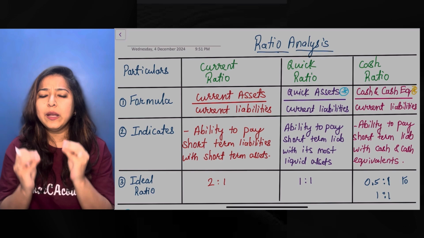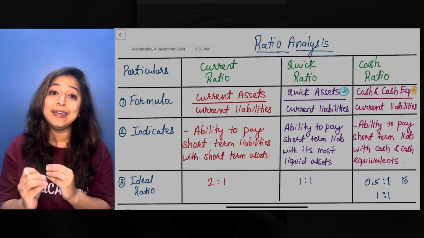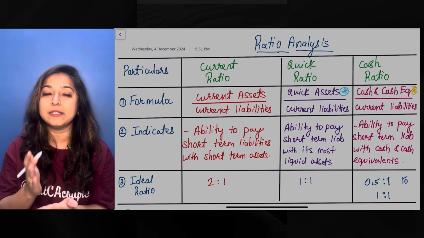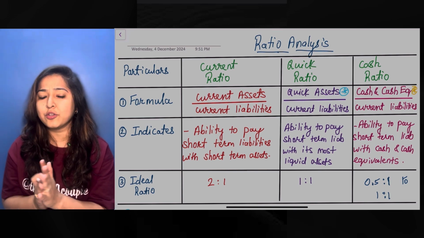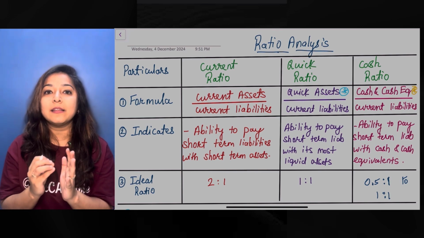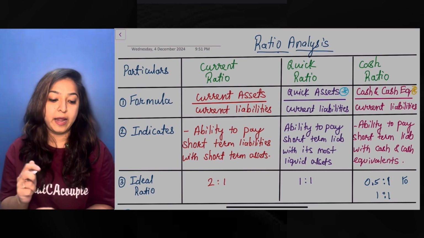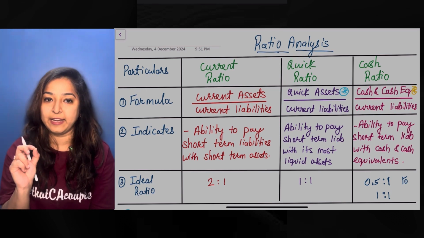What does liquidity actually mean, or what will liquidity ratios indicate? Liquidity ratios will indicate the ability of any business or company to pay off its debt. So basically, these three ratios are used for the analysis of the ability of any business to pay off its debt. All right, let's start with the first one. The first one is current ratio.